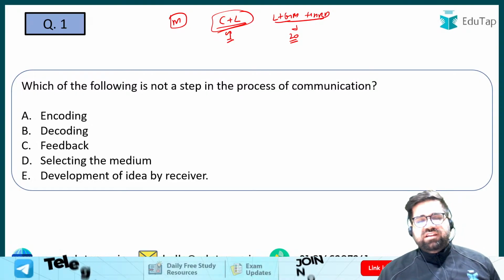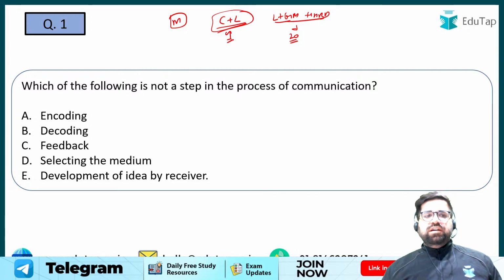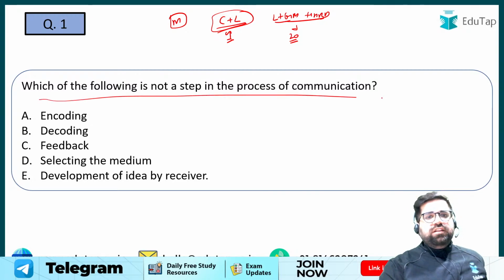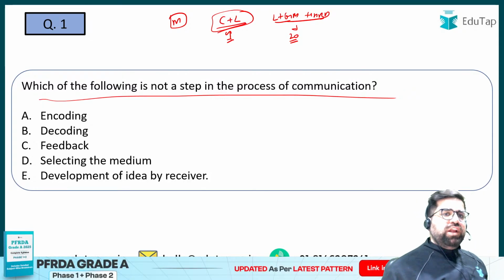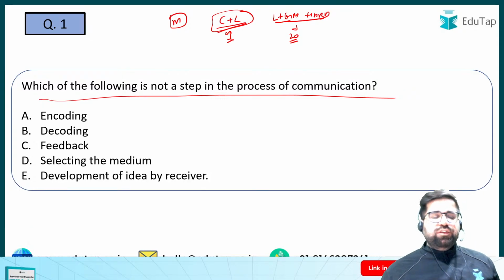Now try to solve question number 1, and please try to increase your participation and try to let me know your answers in the chat box. First, which of the following is not the step in the formal process of communication? So the question is asking which step is not there in the process of communication.